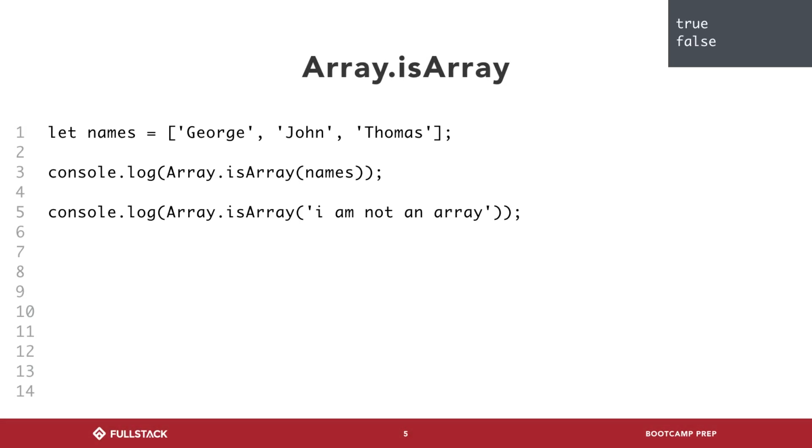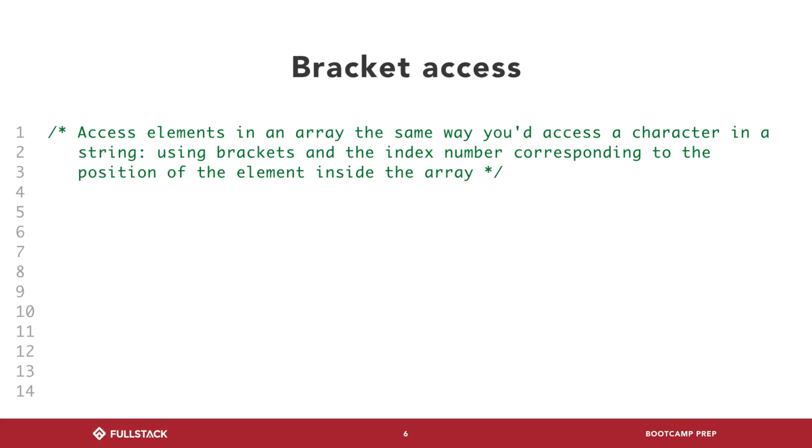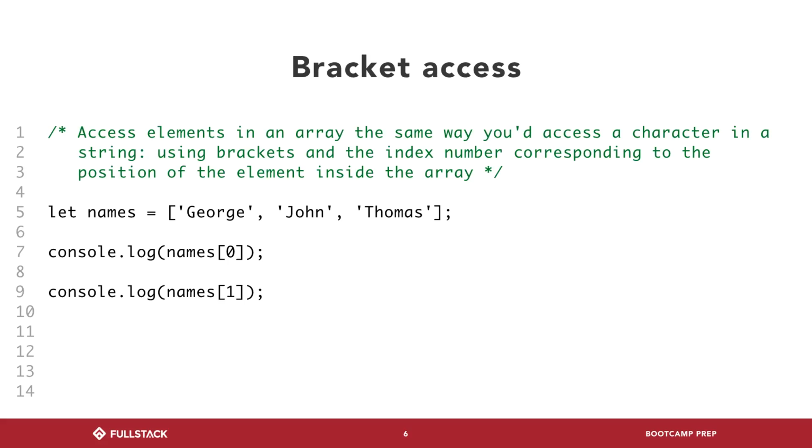Okay, so Array.isArray is our best handy way to check whether or not something is an array. Bracket access. Hopefully this is somewhat familiar to you. You've probably seen it in the pre-work. If I have an array and I want to access any particular element, bracket notation is probably one of the easiest ways to do so.